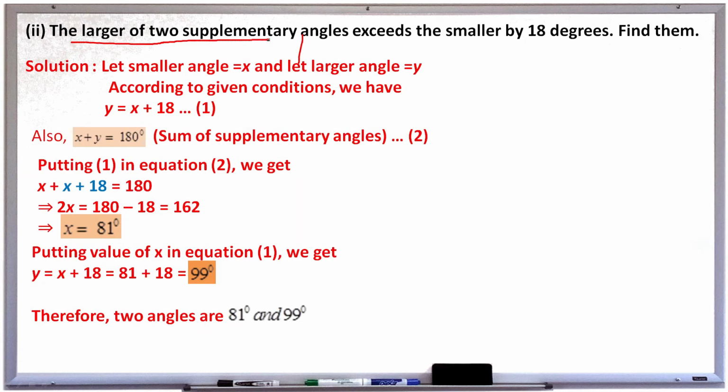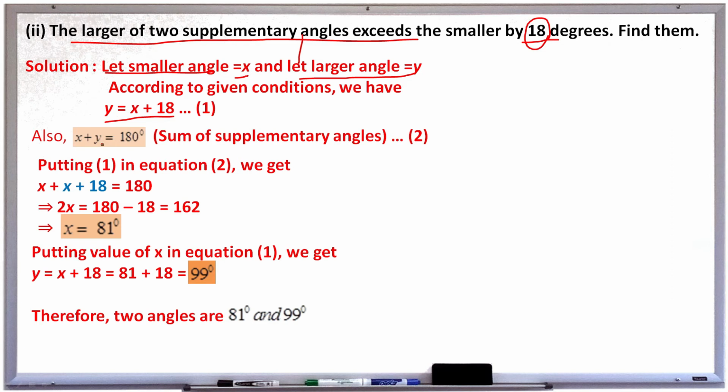The larger of two supplementary angles exceeds the smaller by 18 degrees. Find them. Let the smaller angle be x and let the larger angle be y. According to the condition given, y is equal to x plus 18, because it is given that it exceeds the smaller angle by 18 degrees. So y is equal to x plus 18.